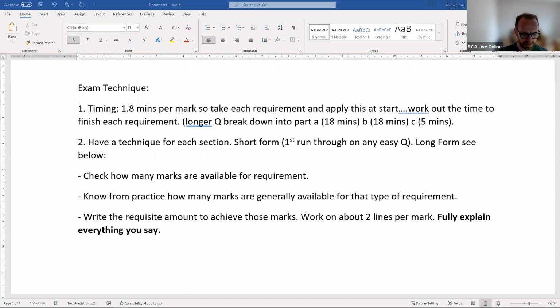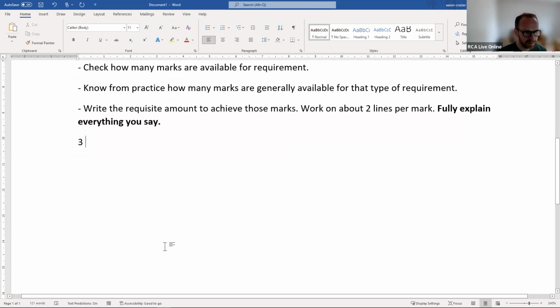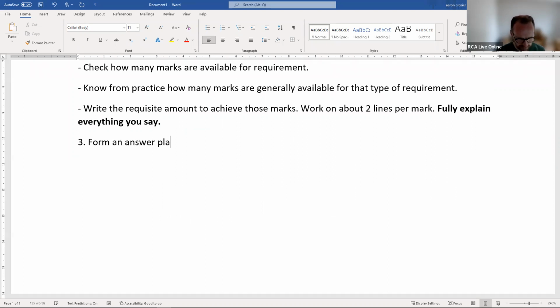Right, okay. Great. Look, I'm also going to keep this fairly succinct in terms of just key points that you need to realize. The other thing that I'm just going to focus on here, and then we'll get stuck into some of the content, is answer planning. Now this I will talk about. Form an answer plan for the long questions.